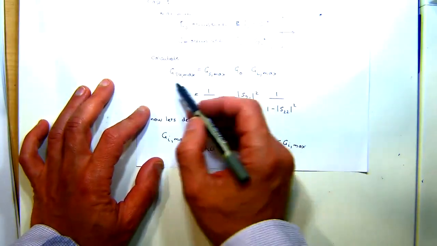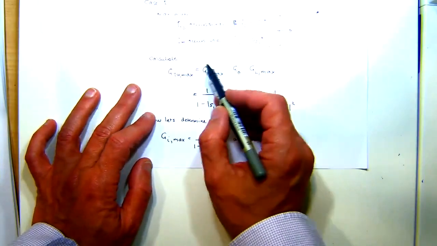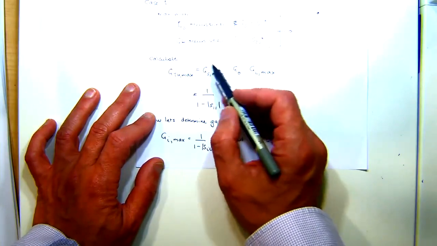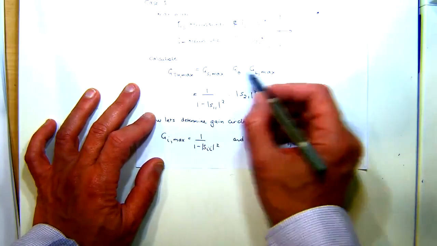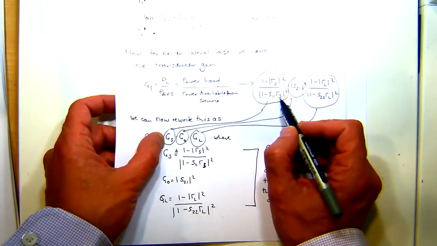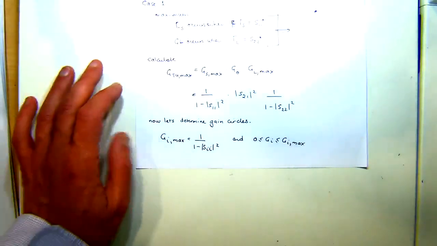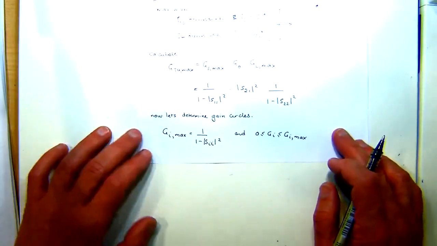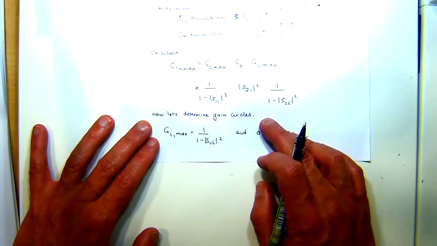But what I'm saying is we can rewrite this formula. The maximum of the transducer gain occurs when GS max, the gain of the source network, is maximized, and when the load network is maximized. We've rewritten this in terms of resubstituting gamma S for S11 conjugate and gamma L for S22 conjugate, and this is what you are left with. Now, what we're going to do is go through and determine the gain circles.